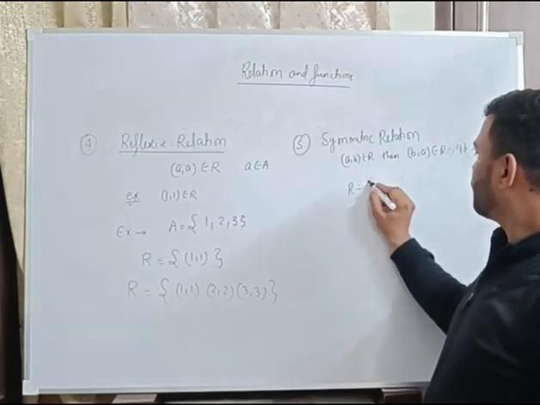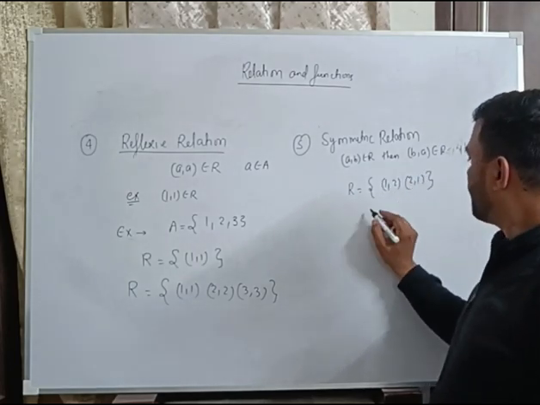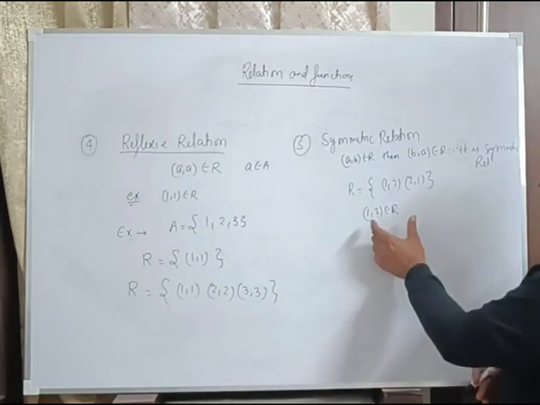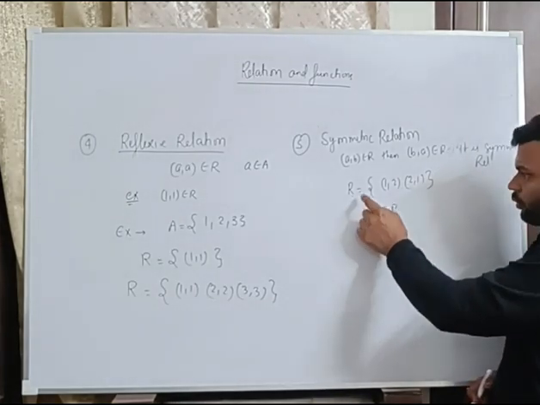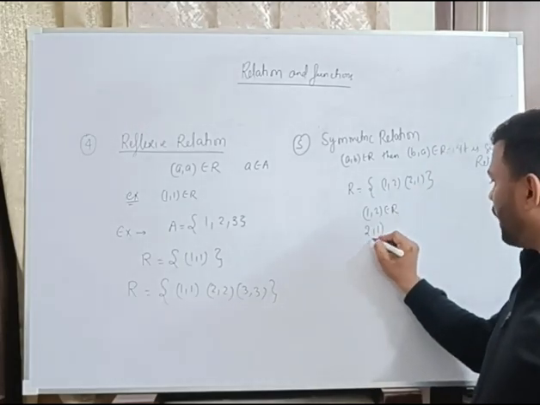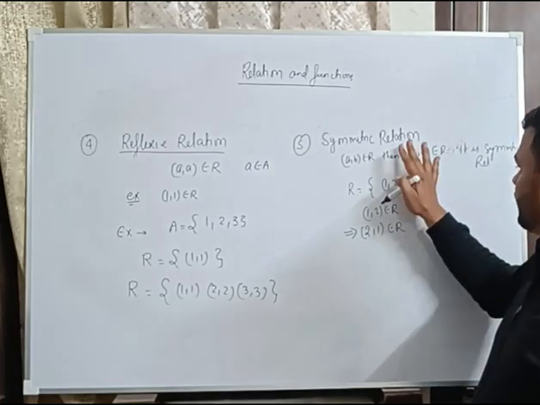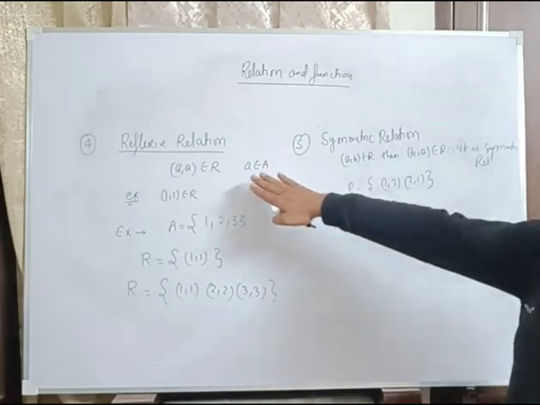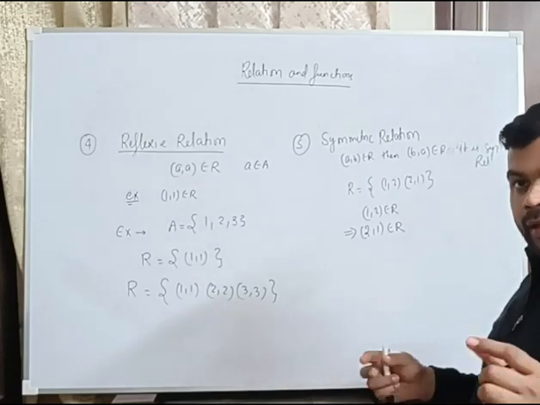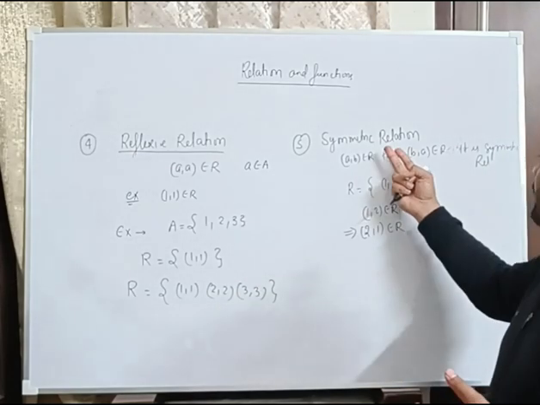We have a relation R equal to 1 comma 2 and 2 comma 1. Here, does 1 comma 2 belong to R? Yes, it does, because this is the first condition, that it should always belong to R. But does 2 comma 1 belong to R? Yes. If 2 comma 1 belongs to R whenever 1 comma 2 does, then it is a symmetric relation. Like reflexive, in symmetric too, if any one ordered pair is missing, then it would not be a symmetric relation.